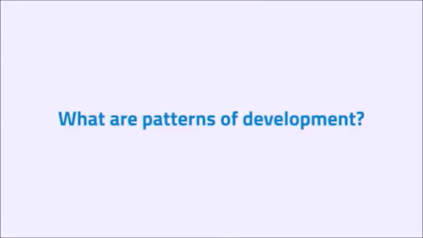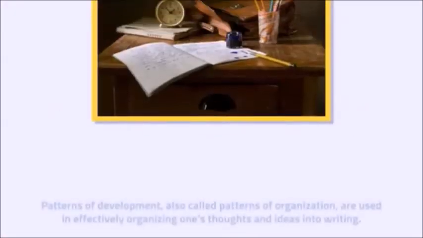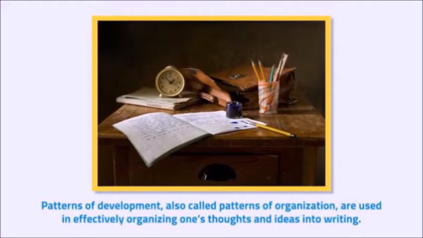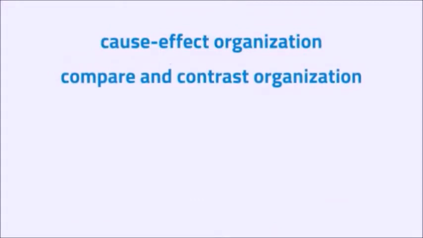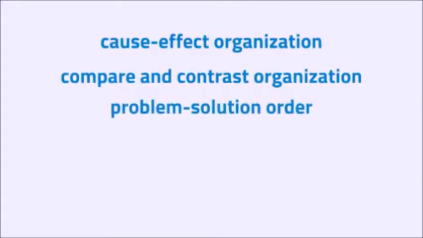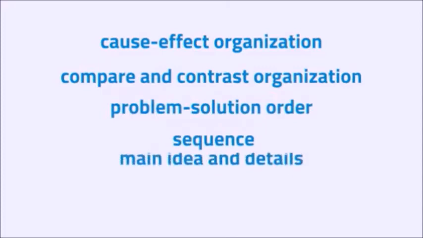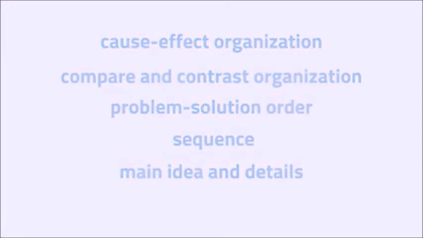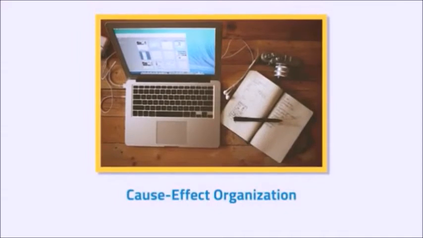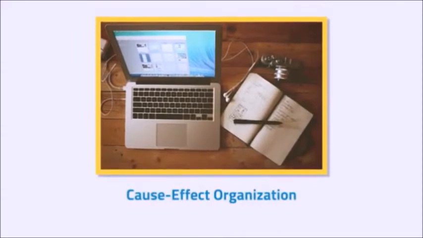First, what are patterns of development? Patterns of development, also called patterns of organization, are used in effectively organizing one's thoughts and ideas into writing. Examples of patterns of development are the following: cause-effect organization, compare and contrast organization, problem-solution order, sequence, and main idea and details.